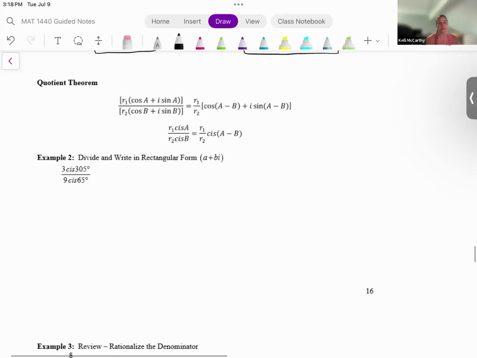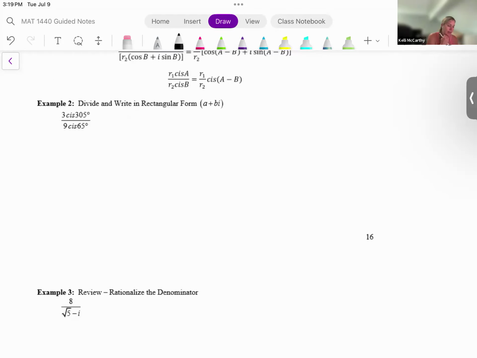The quotient theorem is very similar to the product theorem. If we're dividing two polar forms, we're going to take the quotient of the radii, CIS, and then we're going to subtract those two angles, A minus B. So R1 CIS A divided by R2 CIS B is equal to R1 divided by R2 CIS A minus B.